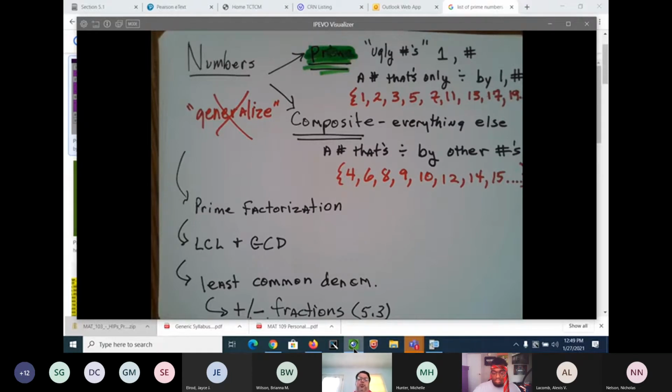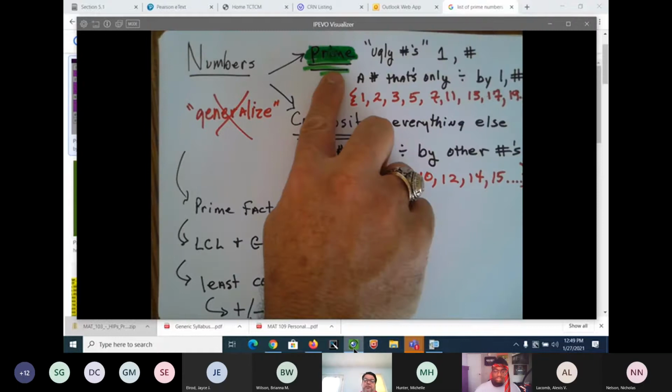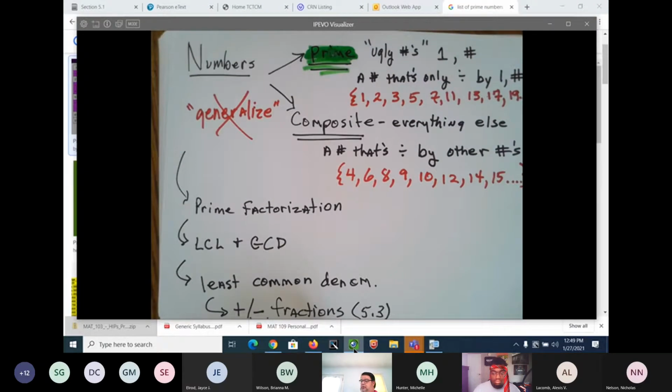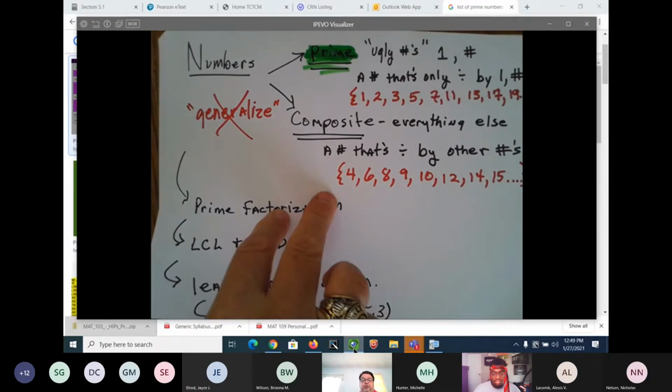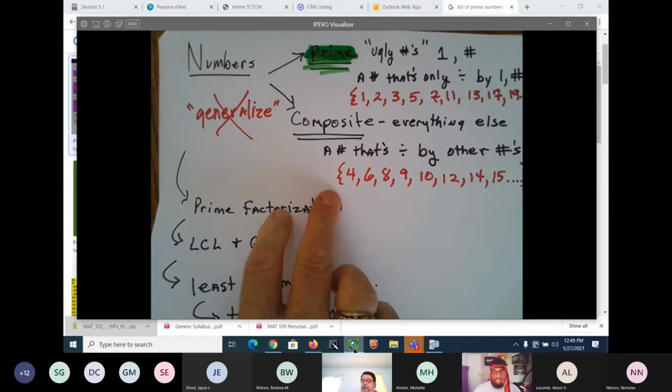Prime numbers. Prime numbers are what we're going to focus on all the way up to 5.3. Now, what do you mean focus on? Well, once you learn the prime numbers and the composite numbers, you learn how to factor.